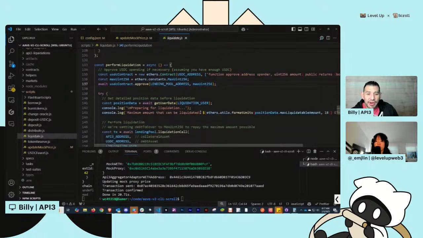And now here, we're going to make sure that we get that position data again. I always check, because what if they paid back their loan and then I just wasted a transaction, right?